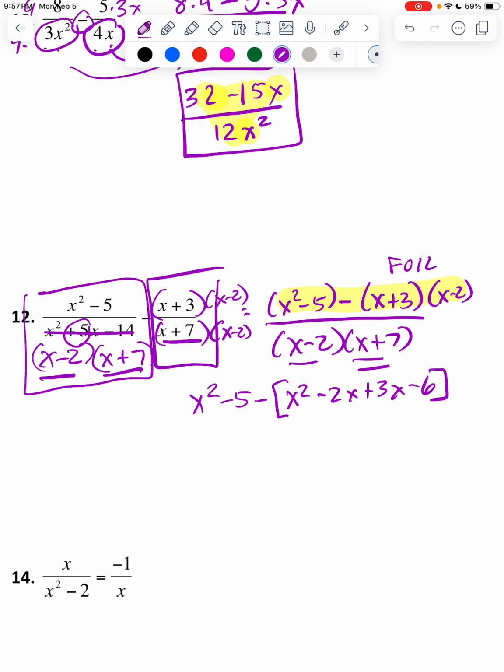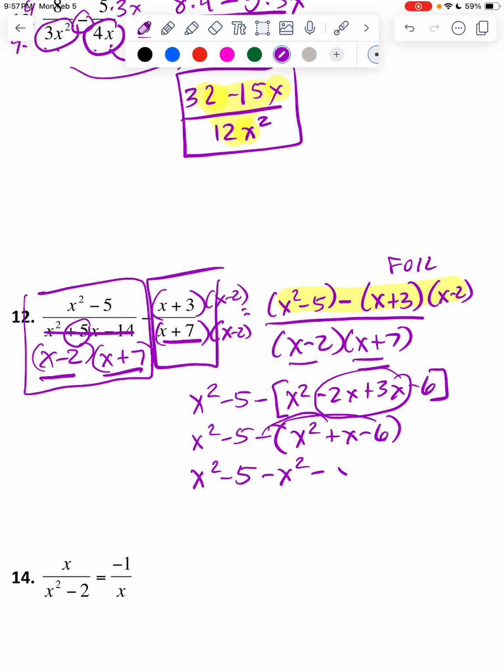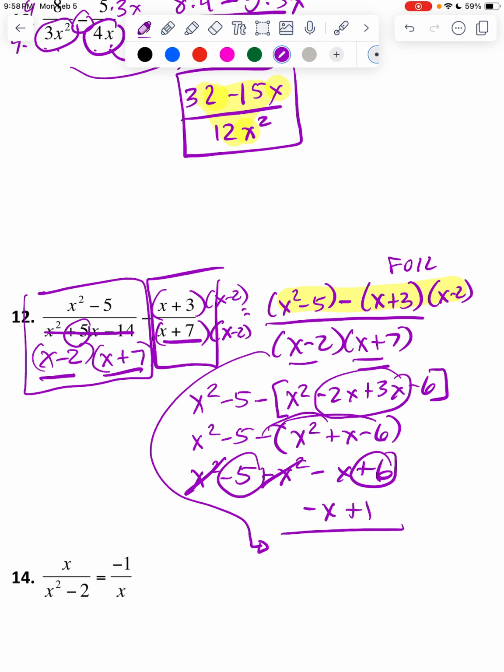And I'm just working on the top right now, ignoring the bottom. So I can put these together, and I'll have x squared plus x minus 6. And then I have to distribute the negative, still just working on the top. So I have this minus x plus 6, because as that negative distributes, it changes the signs. Here, these cancel, and I end up with negative x, and then 6 minus 5 is just a plus 1 all over. And since I'm finally done with the math on the top, I can bring down my common denominator and be done.